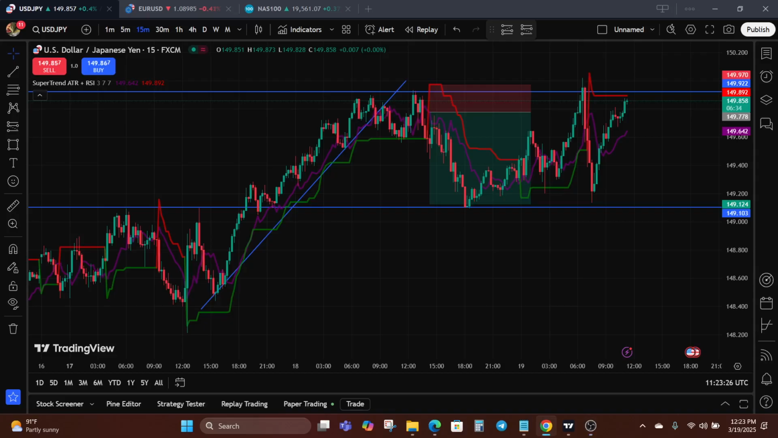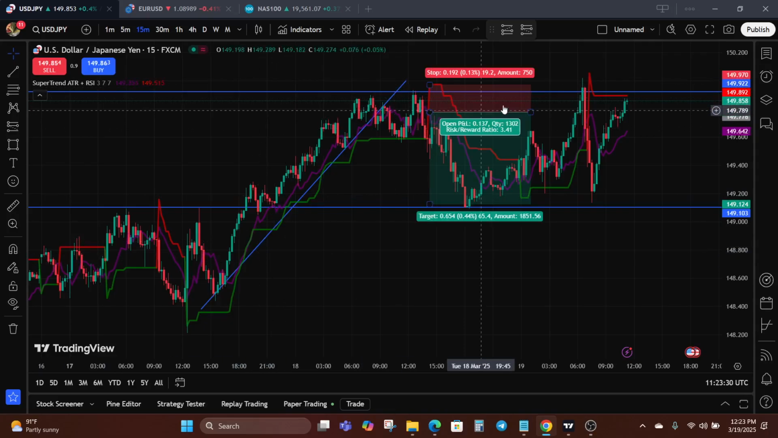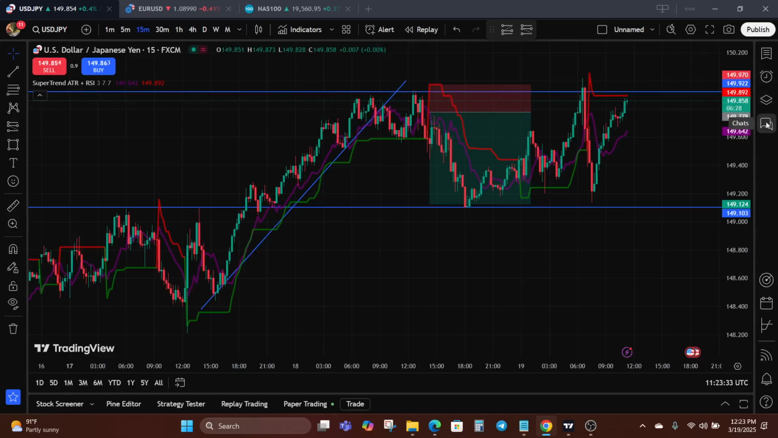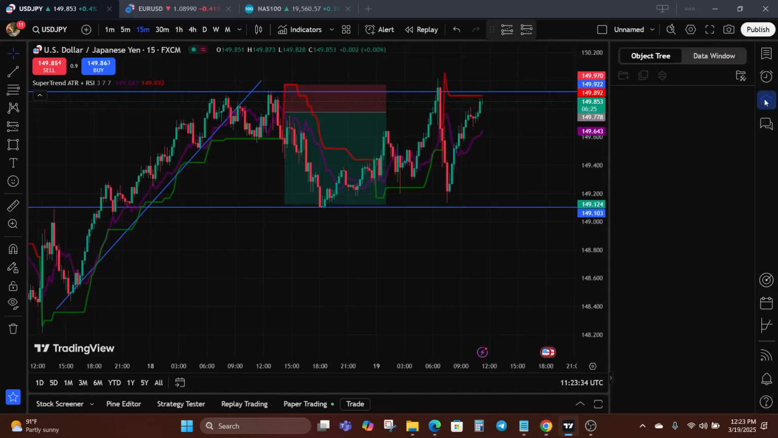So the next indicator that we are going to be looking at is the TTM Squeeze indicator. I'm just going to remove this.